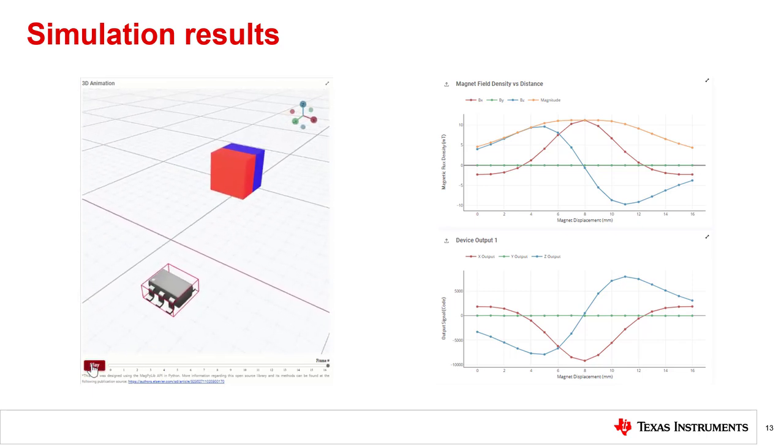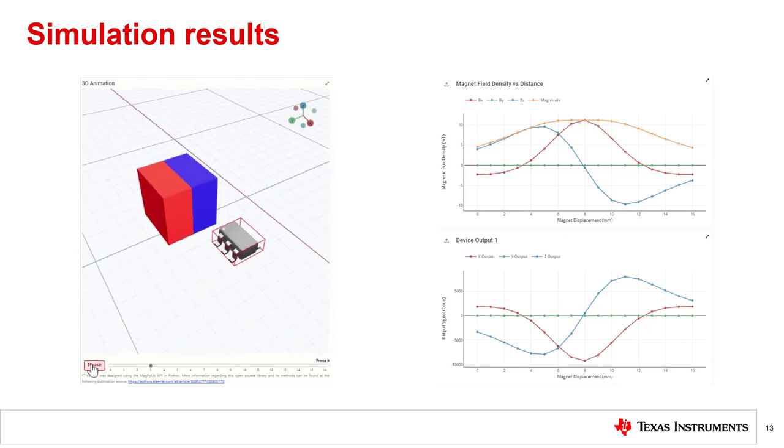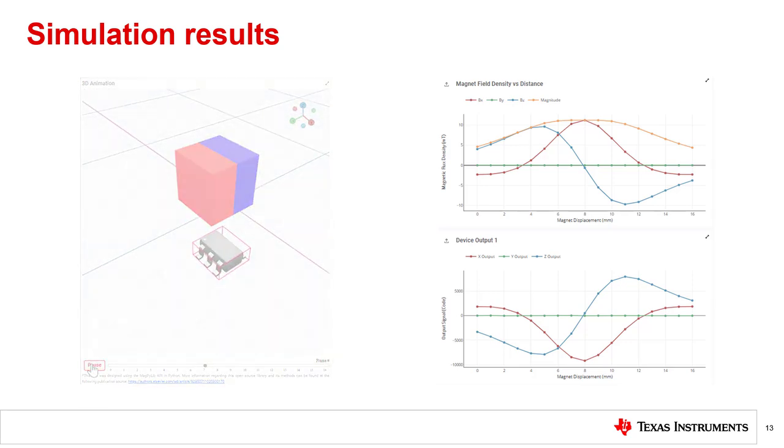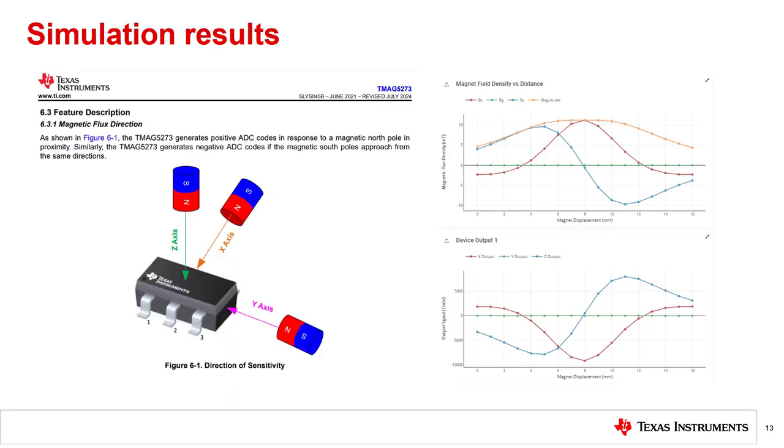Looking at the device output plot, we can see that the X and Z output has been inverted when compared to the magnet field density versus distance plot. This is due to the way the sensing element's direction of sensitivity has been defined for the device. Please make sure to check the datasheet for information on how the axis of sensitivity has been defined for the device or devices being used.